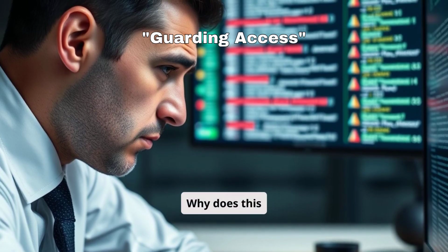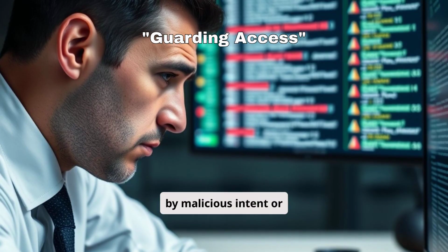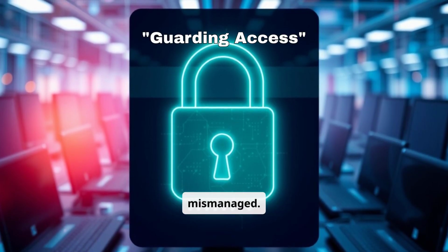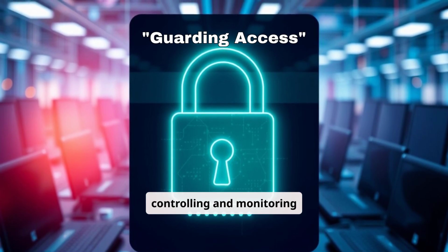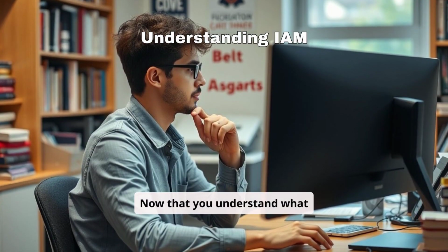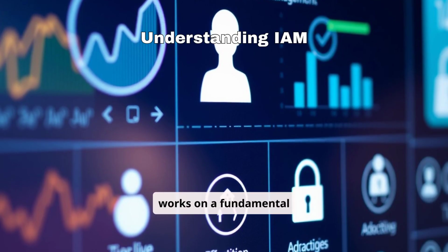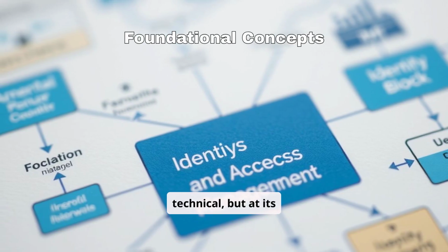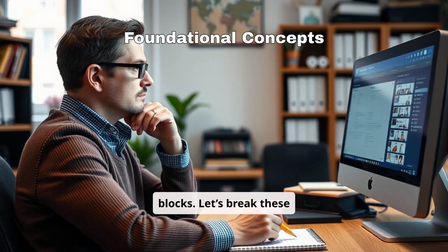Why does this matter? Because security breaches, whether caused by malicious intent or human error, often happen when access is mismanaged. IAM lowers this risk by controlling and monitoring access in a structured and efficient way. Now that you understand what IAM is at its core, let's explore how this works on a fundamental level. IAM might sound technical, but at its heart, it's made up of just a few foundational building blocks. Let's break these down.